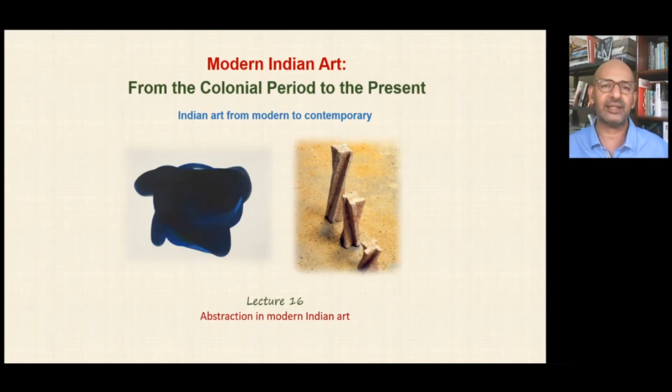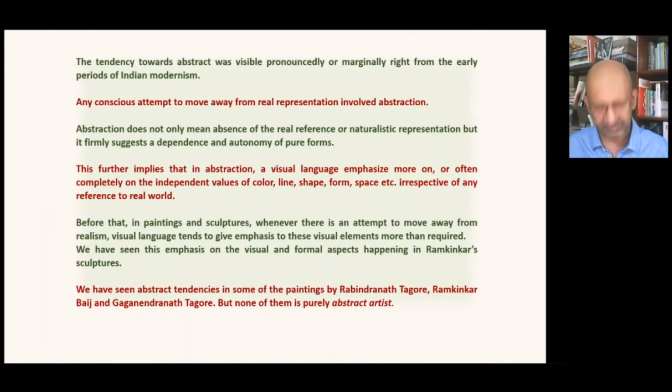So, abstraction in modern Indian art, we must admit, is not something that happened accidentally or incidentally. It was a rather conscious and deliberate aesthetic choice on the part of some of these very well-known artists. But the tendency towards abstraction was visible either pronouncedly or marginally right from the early periods of Indian modernism. Any conscious attempt to move away from real representation involved abstraction.